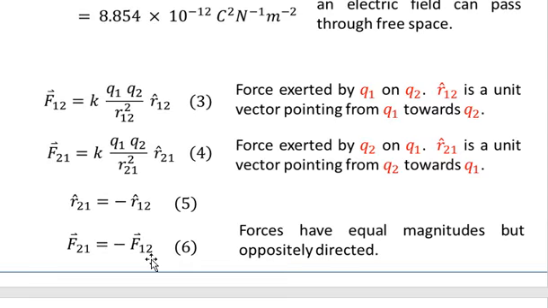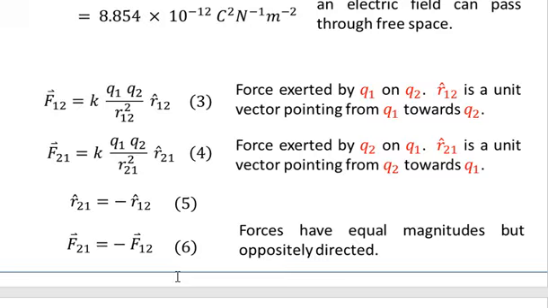You see that I have defined this notation, that the force F12 means that this is the force on charge 2 due to charge 1. You can define it in any way by yourself, even opposite to the definition I have given. But whatever definition you use, for example, here I am giving that F12 is the force exerted on charge q2 by charge q1.